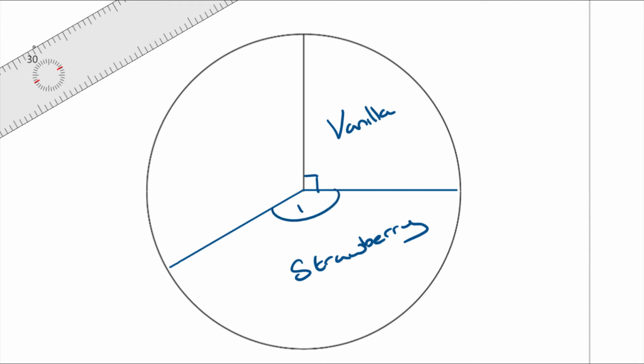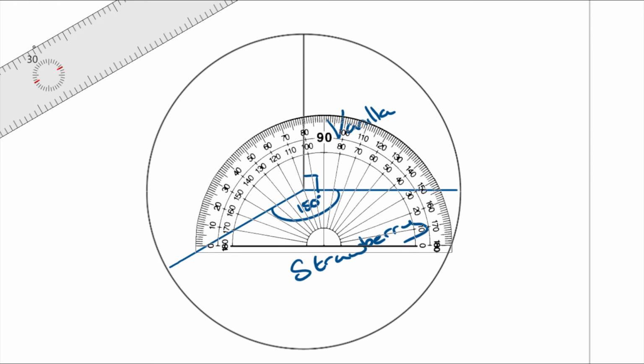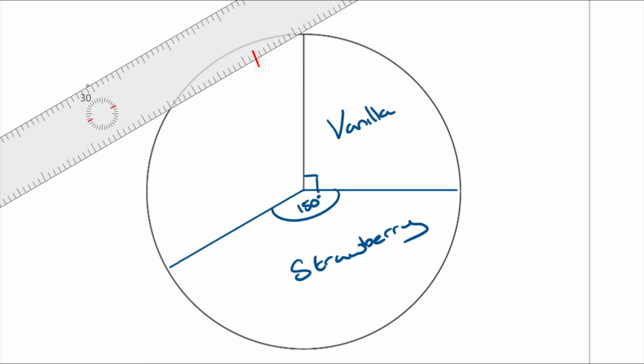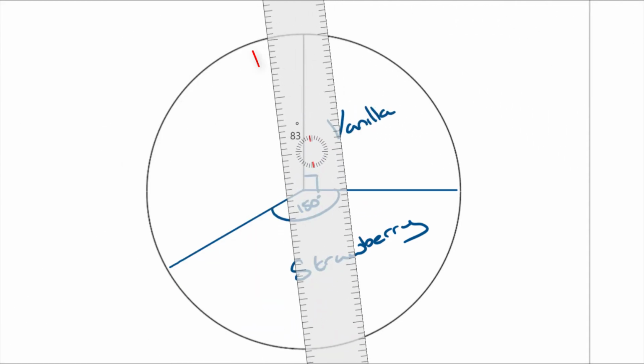That was 150 degrees. The next section was our chocolate, and it was 100 degrees. So again, we're going to lay the protractor along our last drawn line with the center of the protractor at the center of the circle. We're going to count up to 100, make a little mark, remove the protractor, and then we can draw our line in.